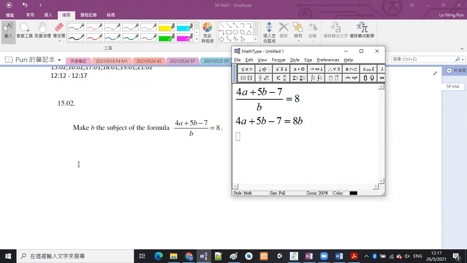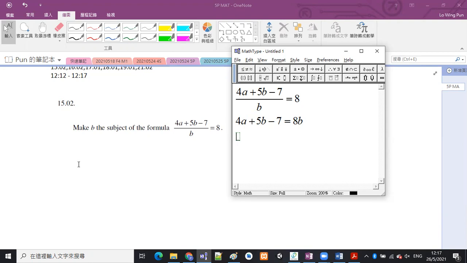Should I move the 8B to the left or move the 5B to the right? Which one is better? 5B to the right, right? Okay, because if you move the 8B to the left, then you will have a negative B term. Because I want B to be the subject, so it's better for me to make the B terms a positive term. So, okay, remember this point, okay? This will make your steps easier, okay?